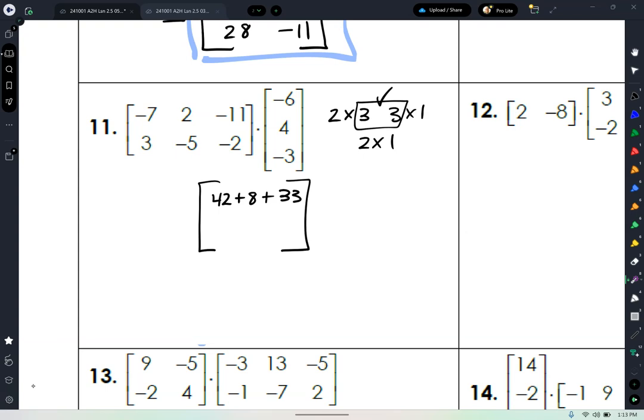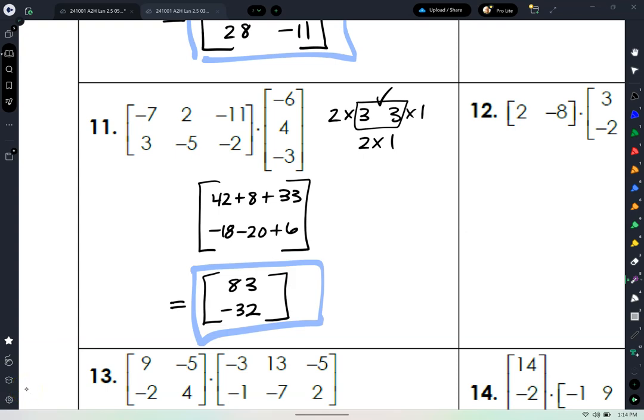2 by 2 times 2 by 3. Go. You should have come up with this matrix here, 83 over negative 32. How many people got that right? Let me see. Good, good, good, good. Nice, nice.